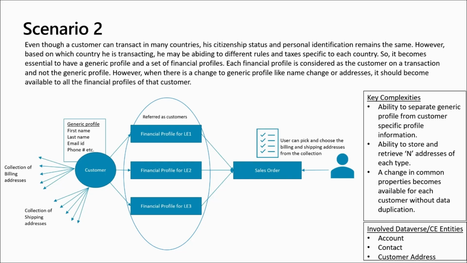what we are providing is the ability to have a separate generic profile for a person or an organization, and the ability to store and retrieve as many addresses as possible for each type of transaction, right? You can have n number of addresses. And then you can have various financial profiles that are referred to as customer or vendors to transact against, right?